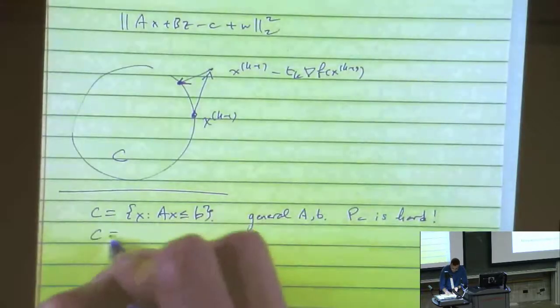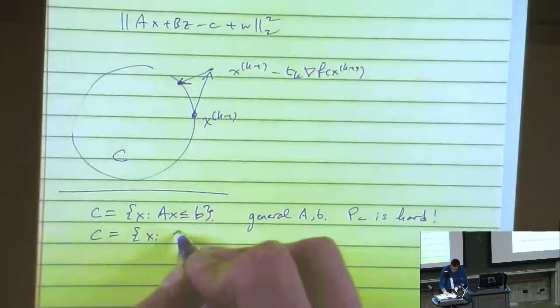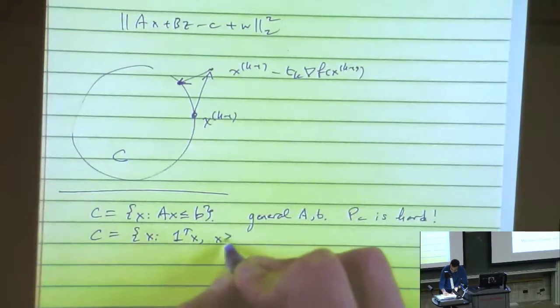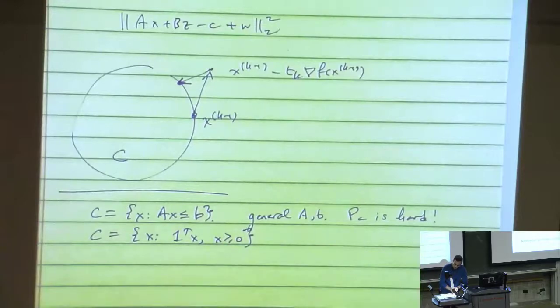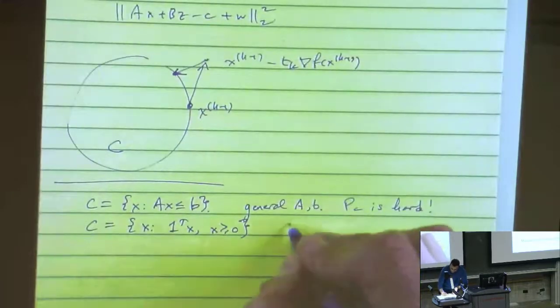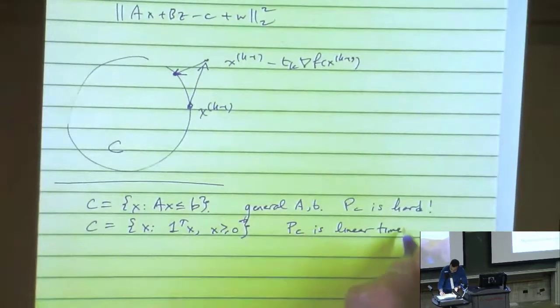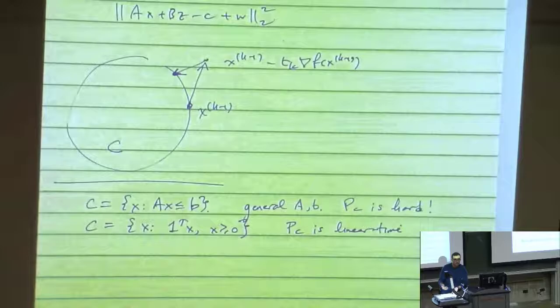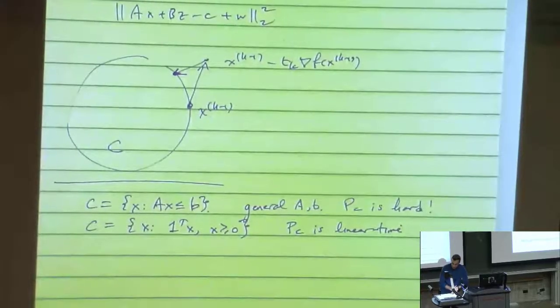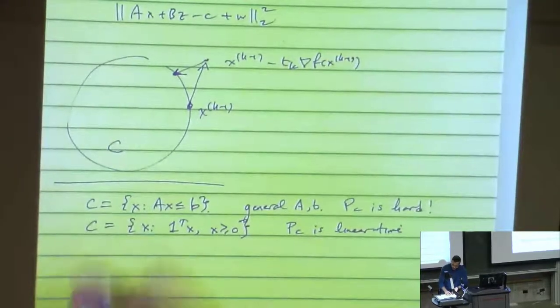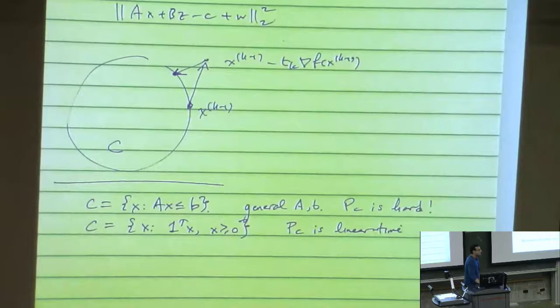So one example of this is the simplex. Okay, this is linear time. And I could give you other examples of polyhedra that have efficient projections, but some cones, some polyhedra you can project onto easily, some you can't. So we're going to learn a method today that is an alternative to projected gradient, essentially, which doesn't involve projections.